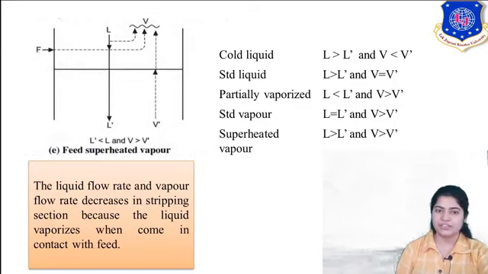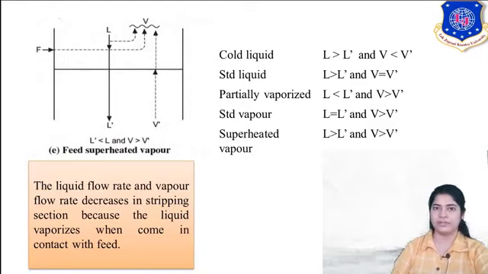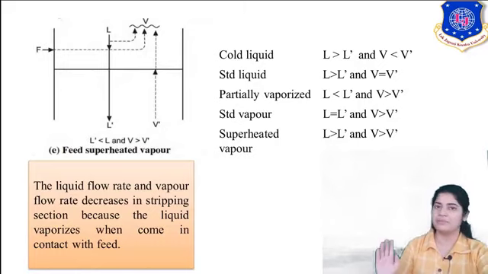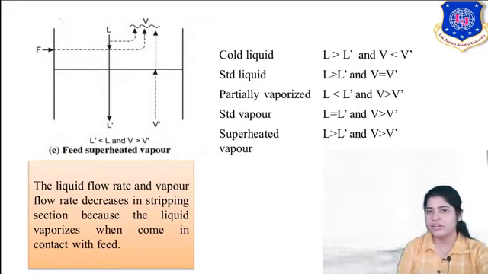Last type of feed condition is superheated vapor. So from the figure you can say that you are introducing a superheated vapor. Now because it is superheated vapor, its temperature is more than dew point temperature, right? So because of that, the liquid which is coming from enriching section, a part of it instantly gets vaporized. So here you can see that there are three vapor streams. One, the feed itself. Your feed is already vapor. It is already superheated vapor.